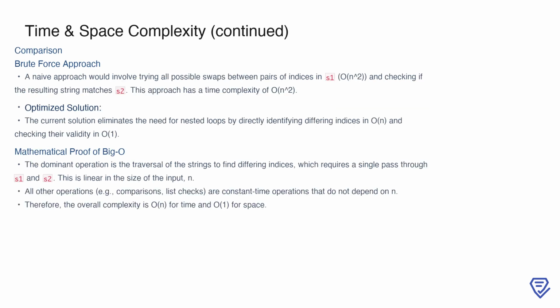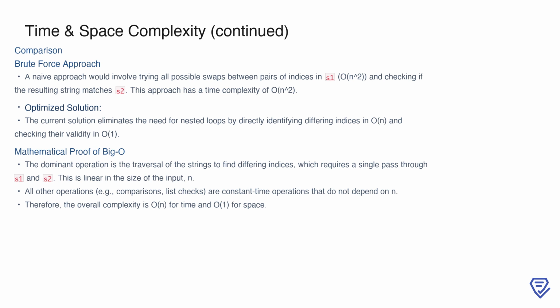To better understand the efficiency of this solution, let's compare it to a brute force approach. A naive solution would involve trying all possible swaps between pairs of indices in the first string and checking if the resulting string matches the second string. This would require n² time because of the nested loops over the indices. In contrast, the optimized solution avoids nested loops by directly identifying differing indices in O(n) and validating them in O(1).